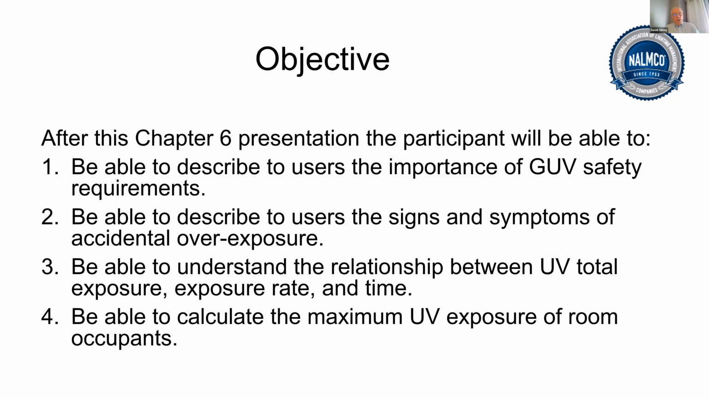So the objectives for this chapter 6 is to bring you up to a level so that you will be able to describe to users the importance of germicidal safety requirements. You'll be able to describe to users the signs and symptoms of accidental overexposure and be able to understand the relationship between UV total exposure, exposure rate, and time, and also be able to calculate the maximum UV exposure of room occupants.